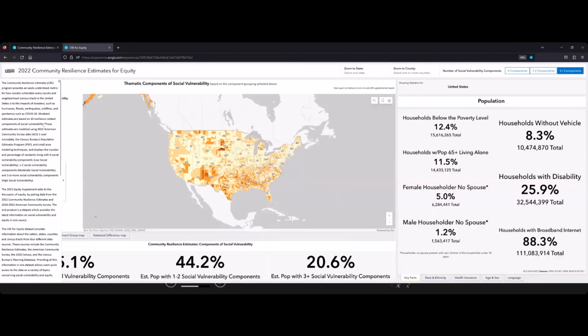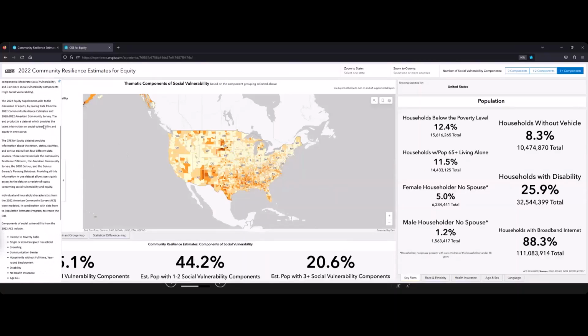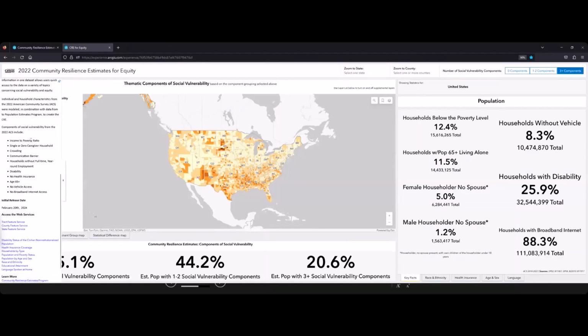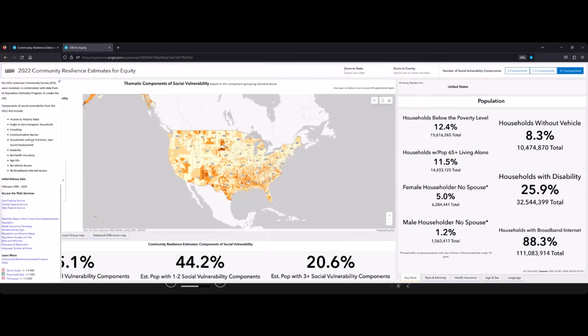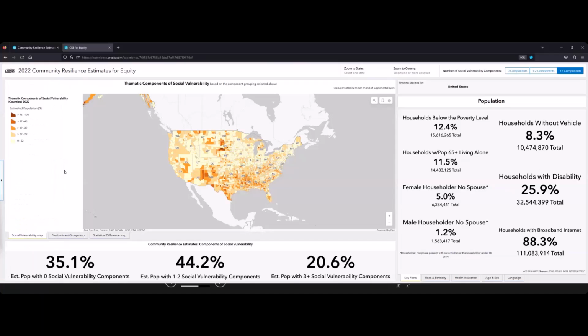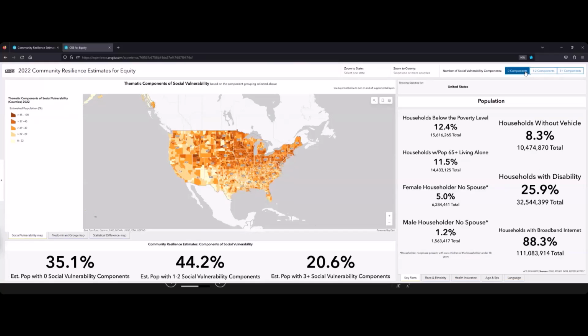On the left, you're going to have a panel with a description of the product, along with the different components of social vulnerability, links to feature services, documentation, and to download data. One small difference here is that this panel can be moved. Then, of course, you have the 3 different tabs of the 3 different maps, the option to switch at the top right to a different group of social vulnerability, and the option to switch to a different geography.